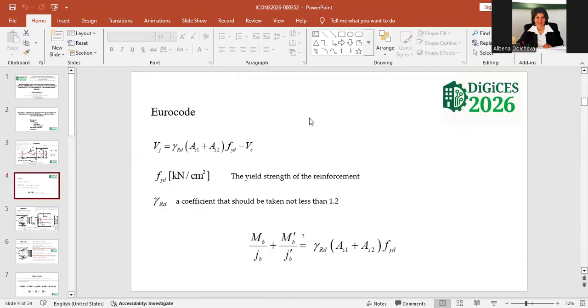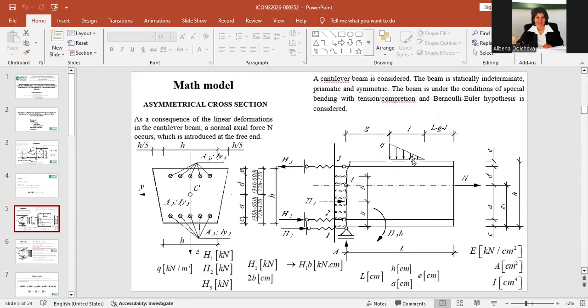In Eurocode, the shear force is a function of the area of reinforcement bars and the strength of the reinforcement. But here we don't have information about concrete, and the area of the concrete section is not taken into account. That's why we decided to make a new math model of the beam.